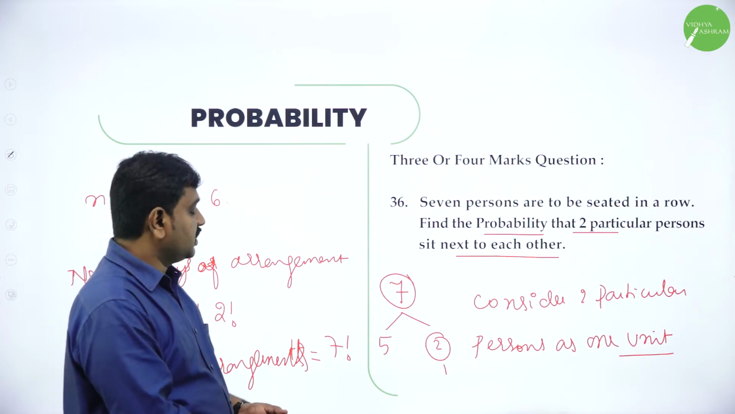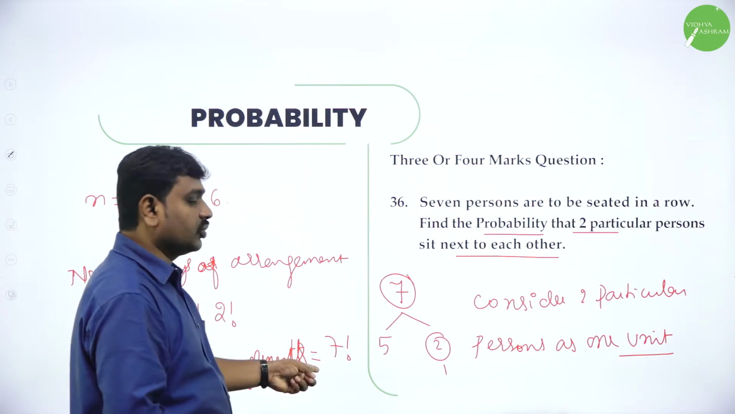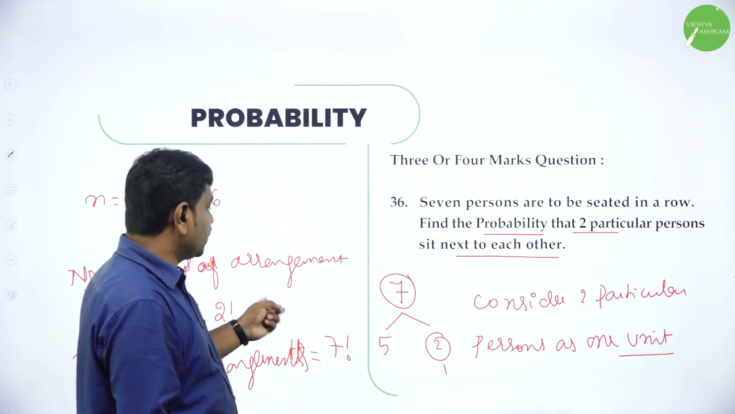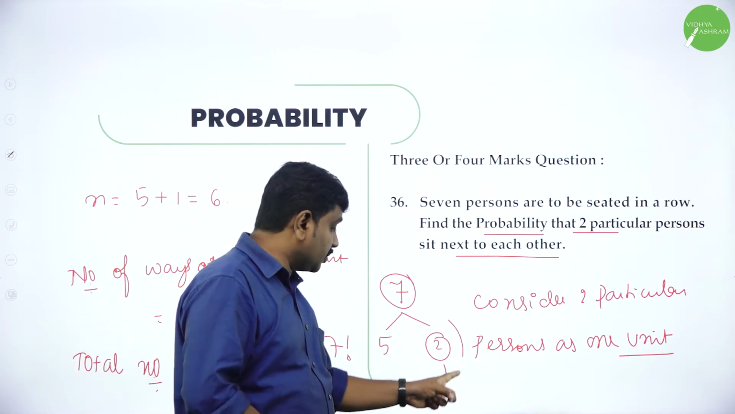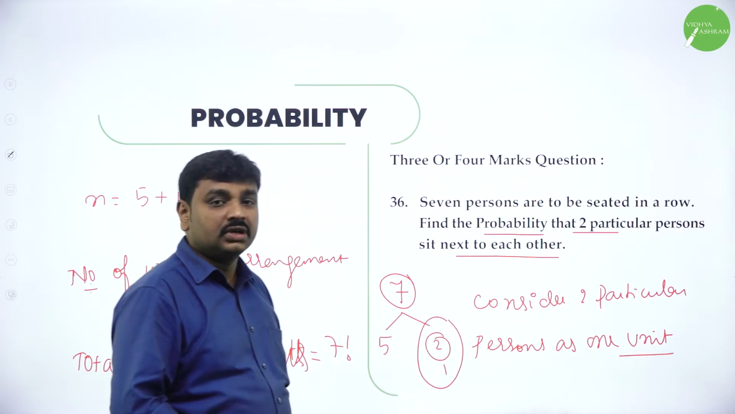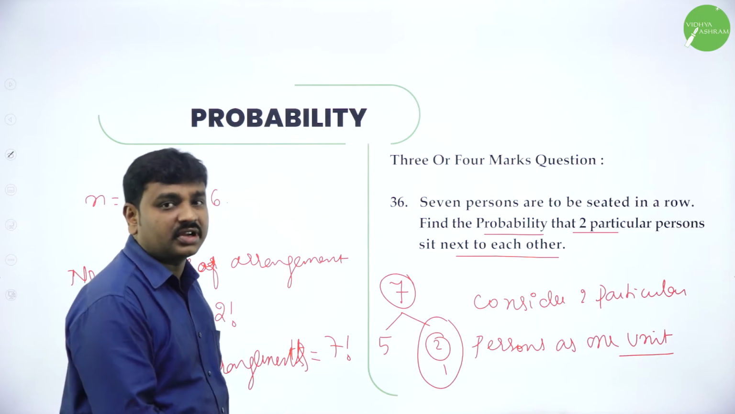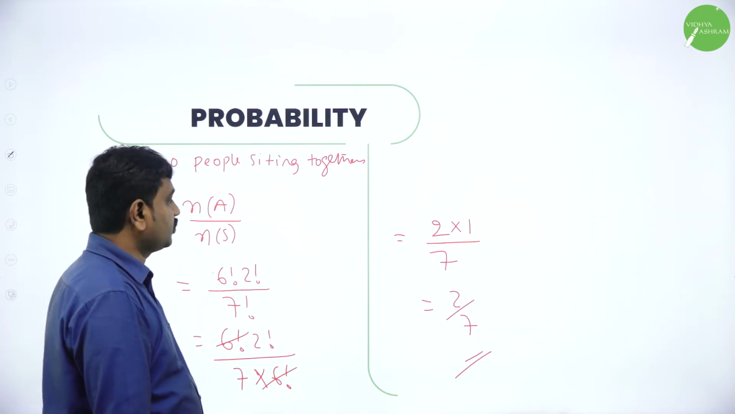So please understand, 7 people can be arranged in 7 factorial ways. Total number of ways of arrangement is 7 factorial. That is denominator. And 2 particular persons sitting together means 2 particular persons will be taken as one unit. So 7 I will divide them as 5 and 2. So 5 plus 1, 6. 6 can be arranged in 6 factorial ways.